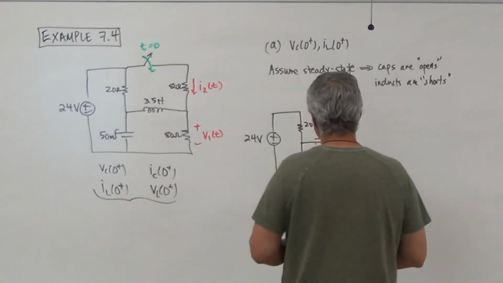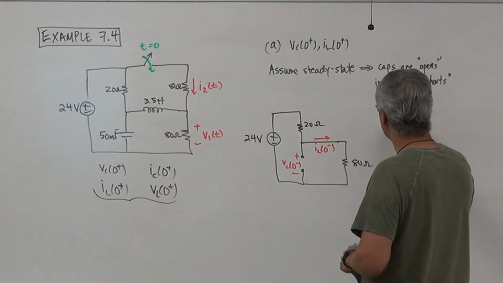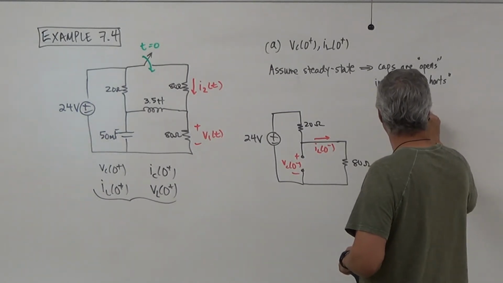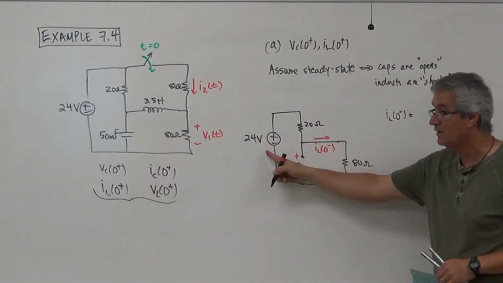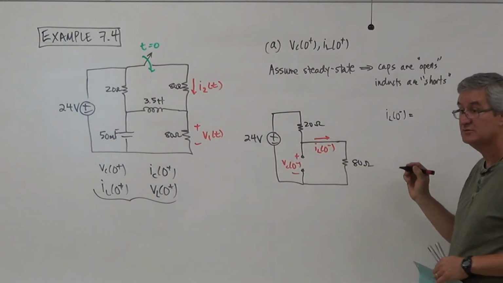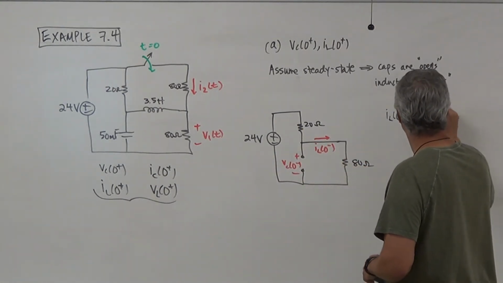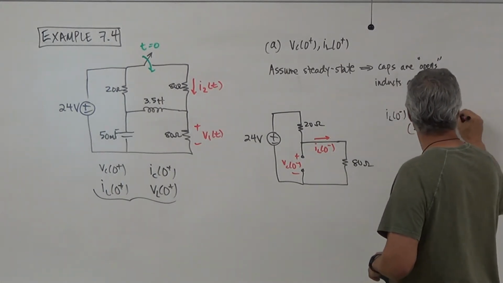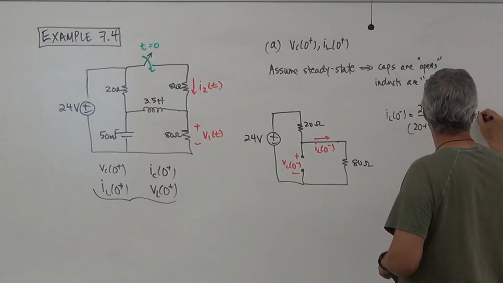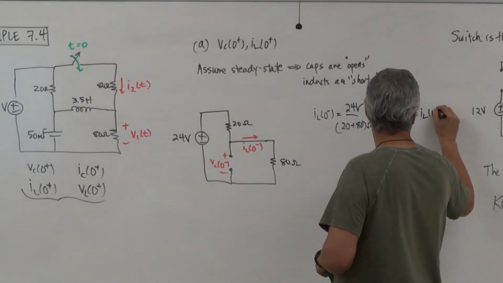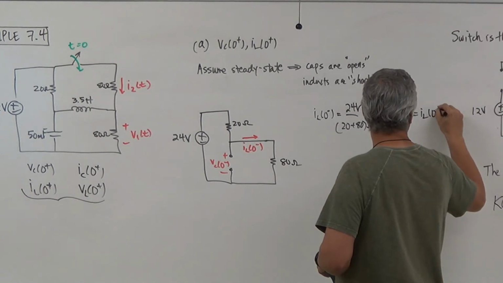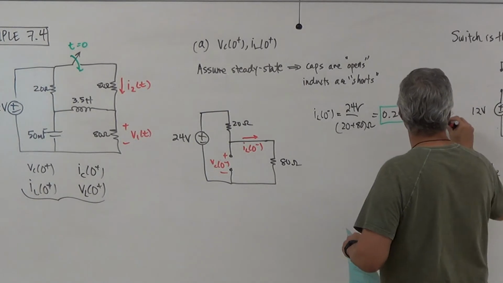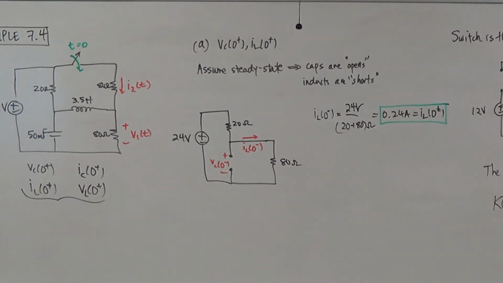If I calculate this, the first thing I'm going to see is that the current of the inductor at 0 minus is 24 volts divided by the sum of these 2 resistors. So I'm going to get 24 over 20 plus 80 ohms, which should give me 0.24 amps. But the important thing is that we don't care about 0 minus, we care about 0 plus. So far so good?